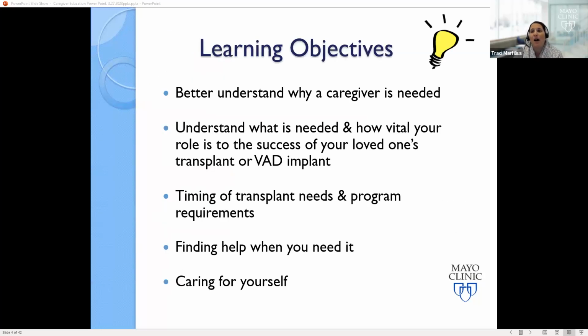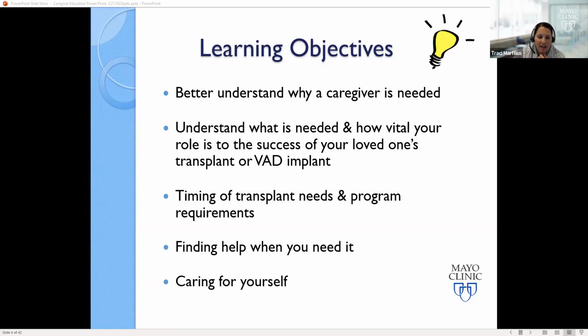So let's talk a little bit about why we have this class. We want to make sure that you understand why a caregiver is needed, and how vital your role is to the success of your loved one's transplant or VAD implant. VAD stands for ventricular assist device, which is for heart patients. So I'll be talking about that. Being a caregiver for transplant is much different than being a caregiver in other circumstances, because this is more than just going in and checking up on someone a couple of times a day. You're going to be with this patient 24/7 for a period of time.